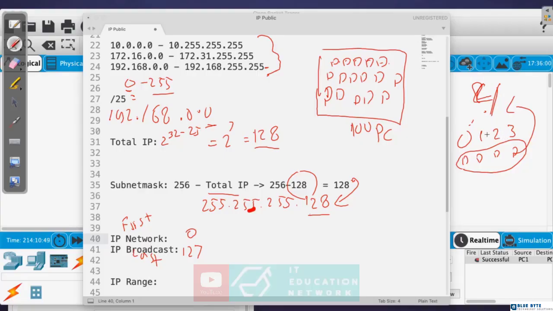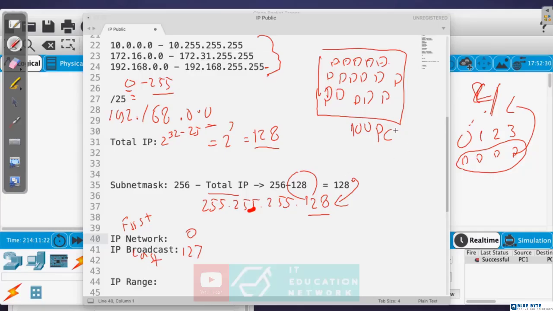Let's go back to here. If the total IP is 128, so the broadcast is 128 minus 1, which is 127. This is the same as this. 4 minus 1 is 3. Okay, I hope you understand how to calculate network IP and broadcast IP.